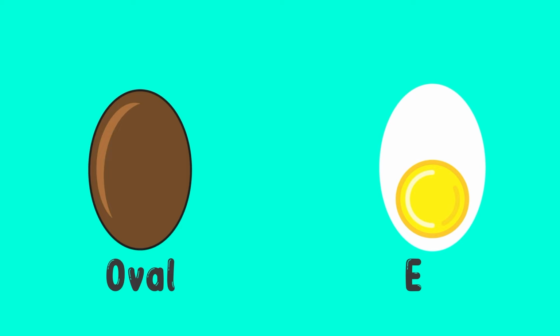Now, we have the oval. It's like a squished circle, with rounded ends. Ovals can be found in things like eggs.